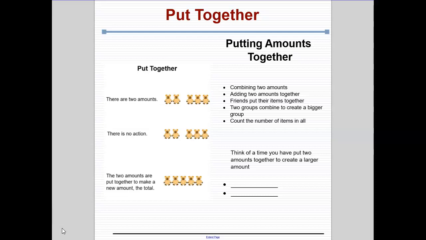So this happens in our real lives all the time. Two different people could have two amounts of the same thing and they put them together to get a greater amount. Two friends could add two amounts together.